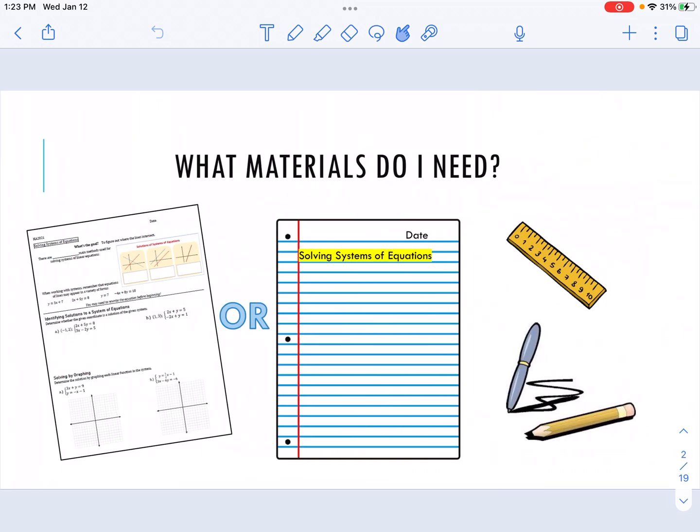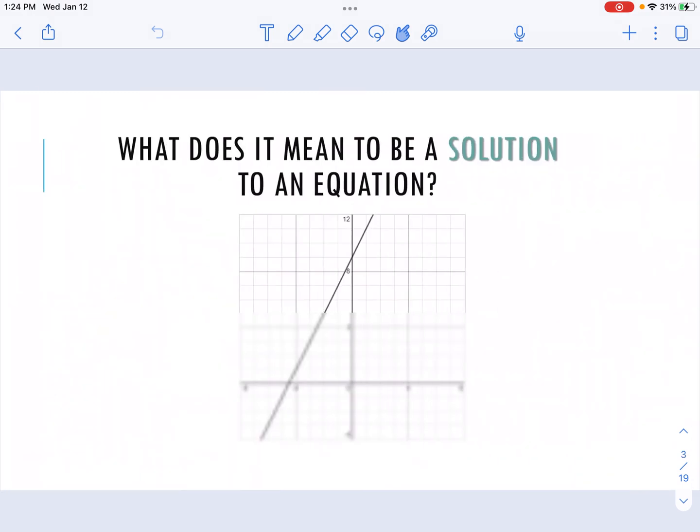Before we begin today, make sure you have the following materials out. Either a copy of today's notes, if you need to print it, you may do so, or if you don't have access to a printer, please make sure you have a piece of loose leaf or graph paper preferably, with today's date and today's title on top. In addition to your notes page, you will need a ruler and a pencil. A pen should be out just in case you want to make corrections, but it's not necessary. All right, let's get started.